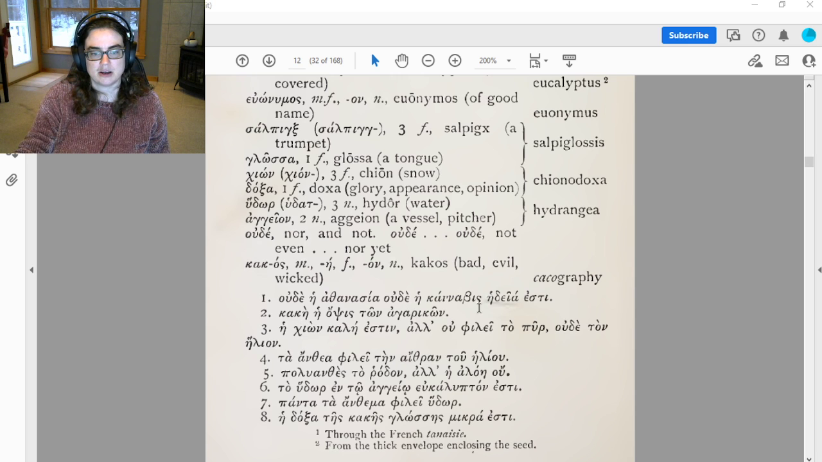Again, no verb to be here. That's fine because we have a subject, we have an adjective that can modify the subject, and we have the genitive plural, so we know that it's the site of the toadstools.